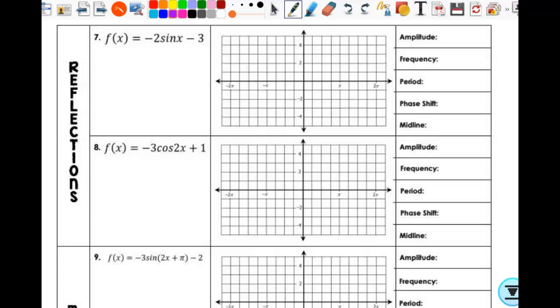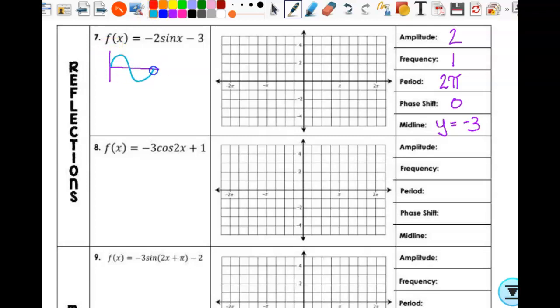No. Okay, so what's my amplitude? 2. Is it 2 or negative 2? 2. Okay. What's my frequency? 1. So the period is 2 pi. Do I have a phase shift? No. And my midline is y equals negative 3. Okay, so then this is sine.